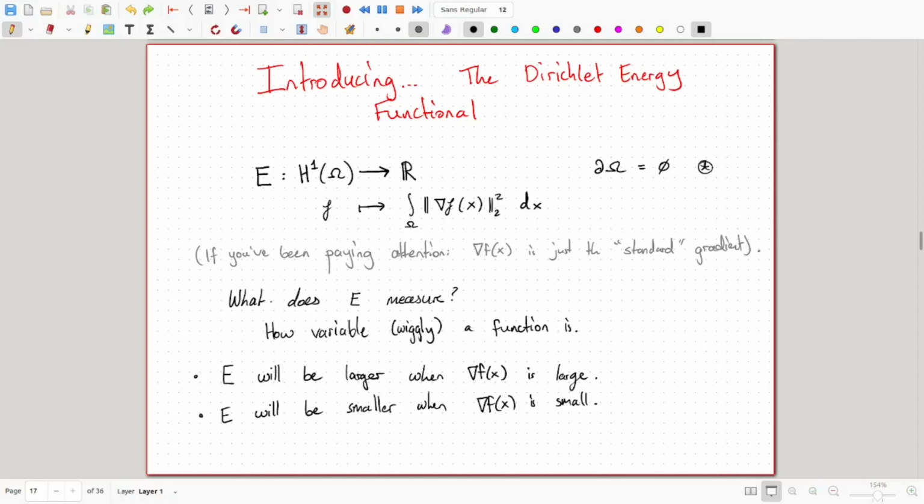Okay, so what does this Dirichlet energy measure about a function f? Well, it measures how variable or wiggly a function is. So if our energy is larger, then what we're saying is that the gradient is very large for this function. And when the energy is smaller, the gradient is smaller. So when it's large, it might look something like this. If the gradient was small, our function might look something like this. Okay, so they're the two characteristics.